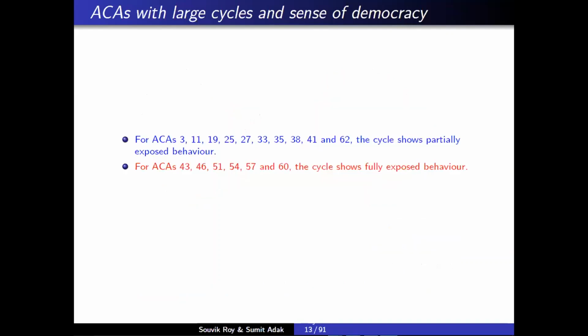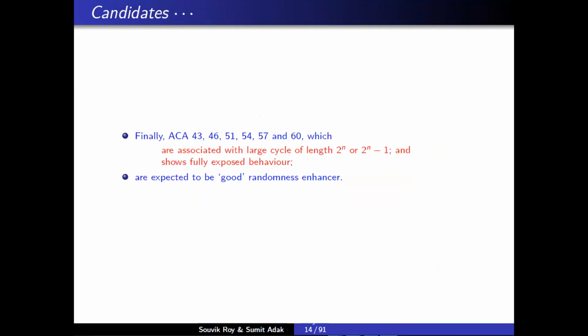Depending on this result, we classify our 16 rules with large cycles into two classes: one fully exposed and one partially exposed. There are 6 rules, 43, 46, 51, 54, 57, and 60, with fully exposed behavior. Now our candidates are these 6 rules, which are associated with a large number of cycles and fully exposed behavior, and these are expected to be good randomness enhancers.